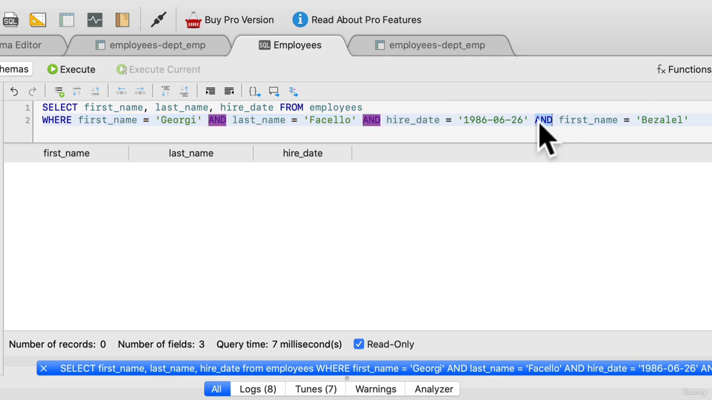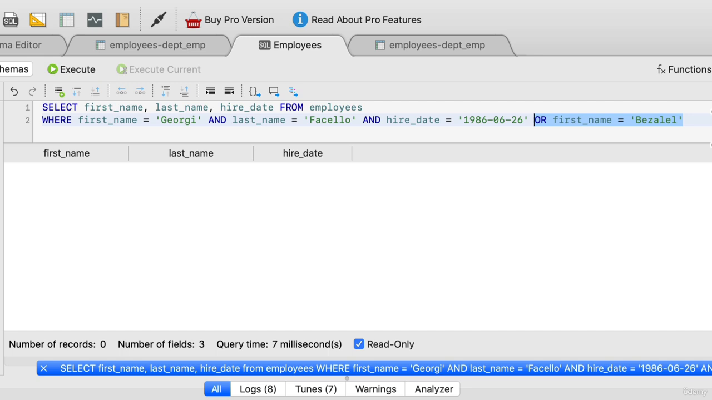Well, that's where we get the OR keyword. So what would happen if we put in the OR keyword? Because, well, stands to reason that if we say OR the first name equals Bezalel, that it's now going to change what we're filtering on. Because when we say first name is Georgie and first name is Bezalel, that doesn't really make sense, right? You can't have 2 types of first names in a single field. So we're trying to filter out different people here.